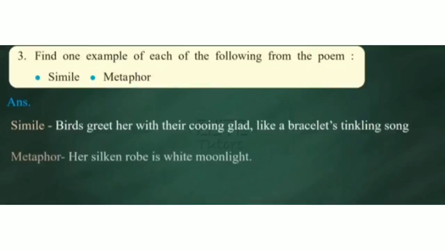Okay, and talking about metaphor, her silken robe is white moonlight. Here silken robe is indirectly compared with white moonlight. Okay, only a comparison is made, no words, no common characteristics are used, and thus it is metaphor. Understood, student? Now coming towards the next part. Write the rhyme scheme of the poem. What is the rhyme scheme of the poem over here, student? The pattern of rhymes.